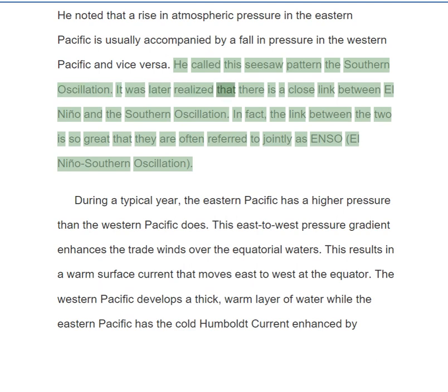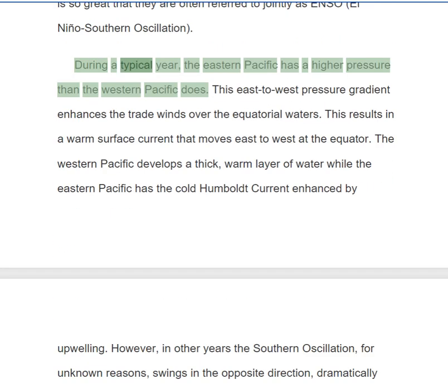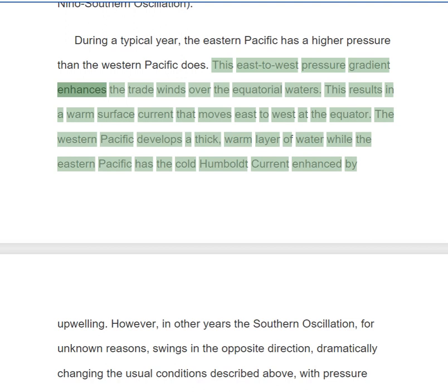It was later realized that there is a close link between El Niño and the Southern Oscillation. In fact, the link between the two is so great that they are often referred to jointly as ENSO. During a typical year, the Eastern Pacific has a higher pressure than the Western Pacific does. This east-to-west pressure gradient enhances the trade winds over the equatorial waters. This results in a warm surface current that moves east to west at the equator.